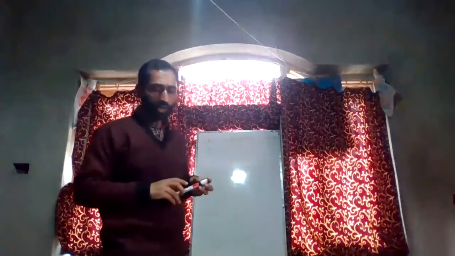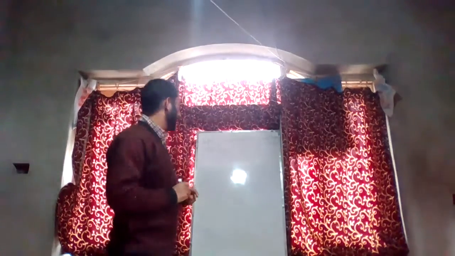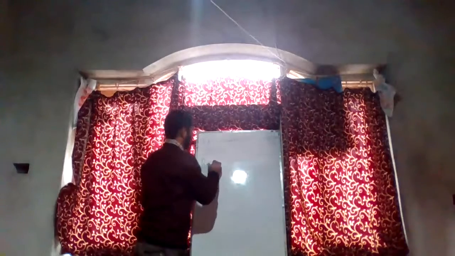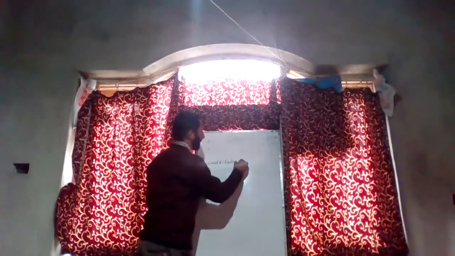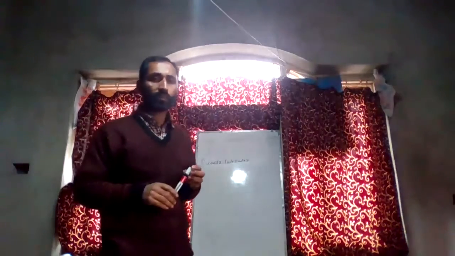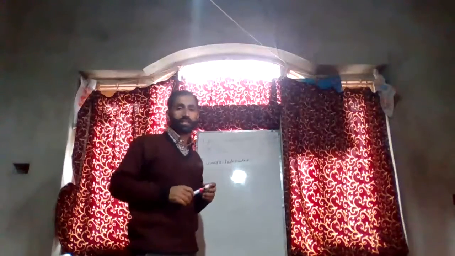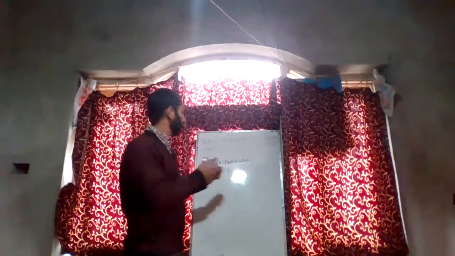Now, dear students, we will come to the topic. As you know, our today's topic is understanding quadrilaterals. Dear students, a quadrilateral is a figure made up of four sides. A four-sided figure is called a quadrilateral.